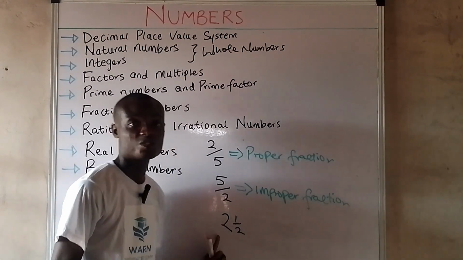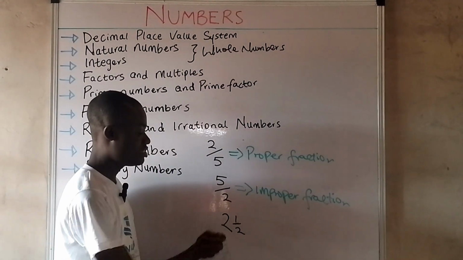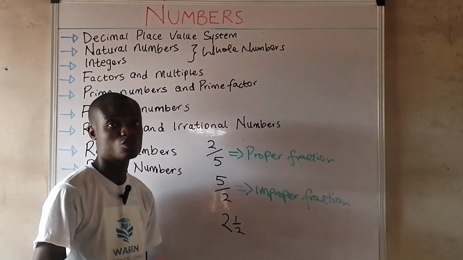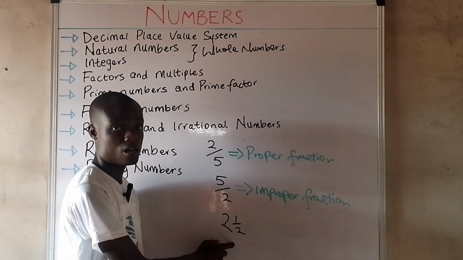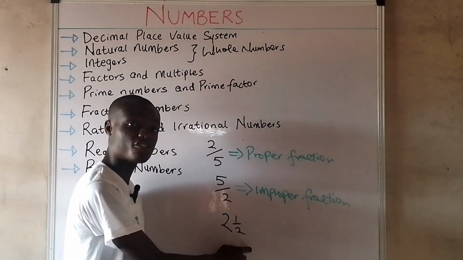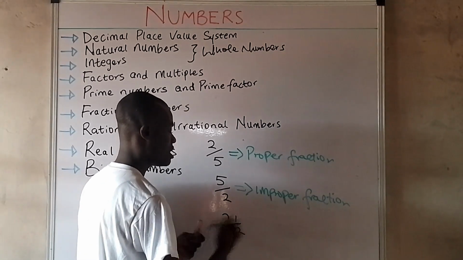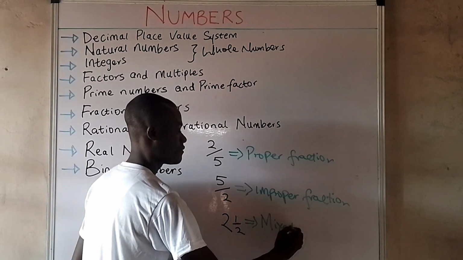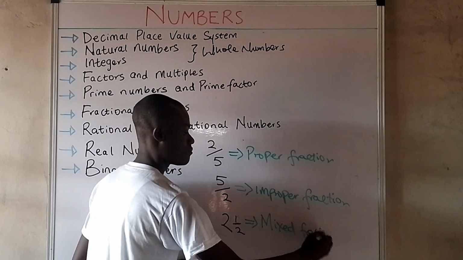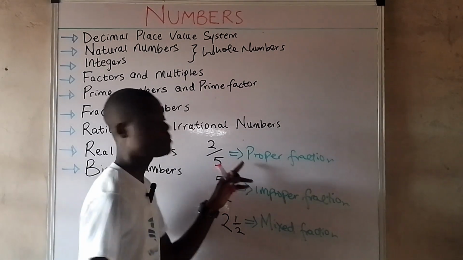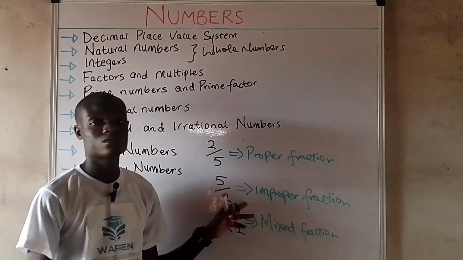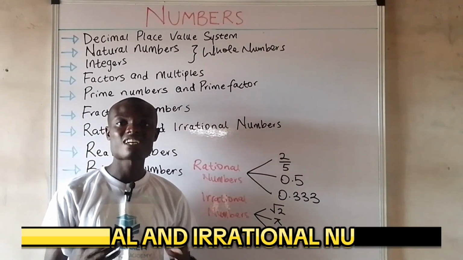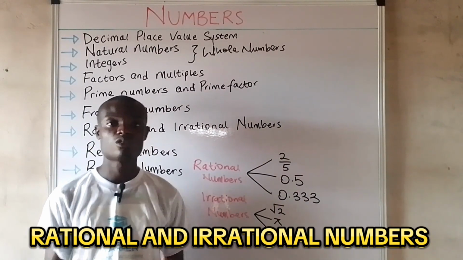So the last type of fraction is a case where we have a whole number with a fraction. We call this type of fraction a mixed fraction. So it's made up of a whole number, in this case 2, and a fraction. So we call this type of fraction a mixed fraction. So proper fraction, improper fraction, and then mixed fraction. So move on to look at rational and irrational numbers.